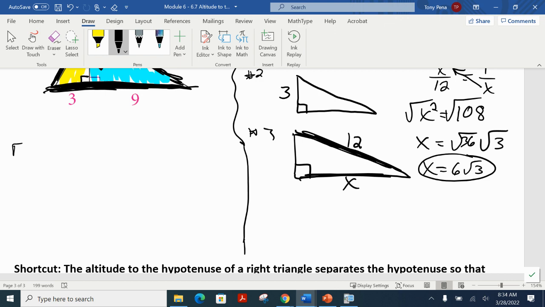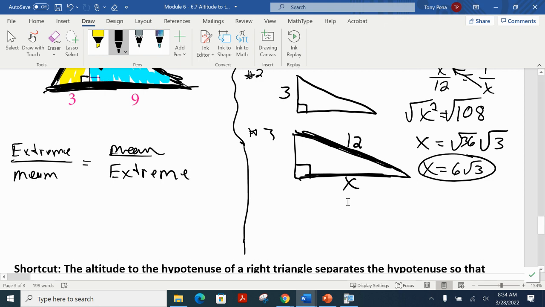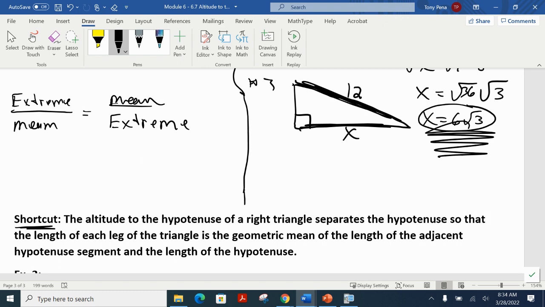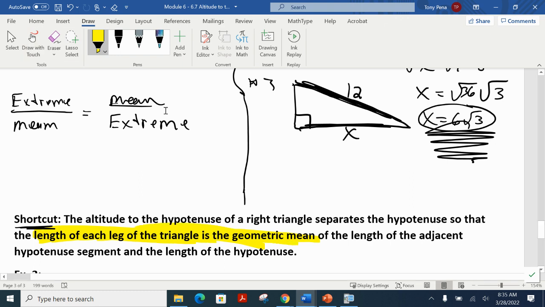So up here underneath, or somewhere where you have some room, write this same little proportion that we started the class with. And then we'll read through the shortcuts. And then we'll do that same problem and it should be quicker. All right, so it says the altitude to the hypotenuse of a triangle separates the hypotenuse so that, and here comes the important part, the length of each leg is the geometric mean. Okay, so the length of each leg is the geometric mean.